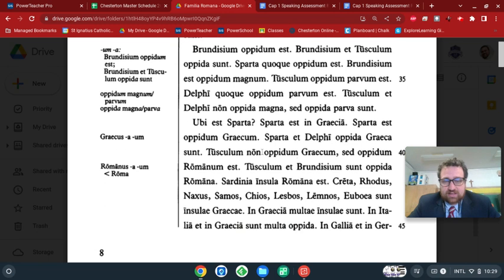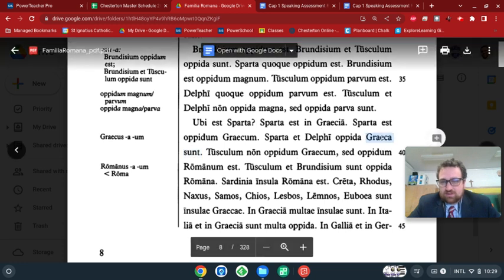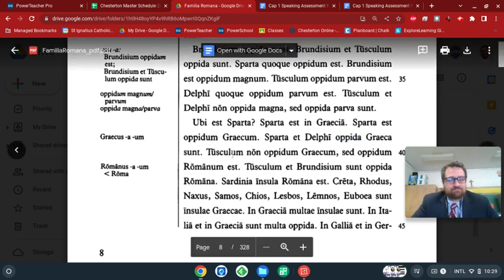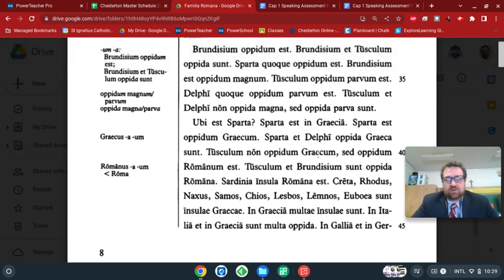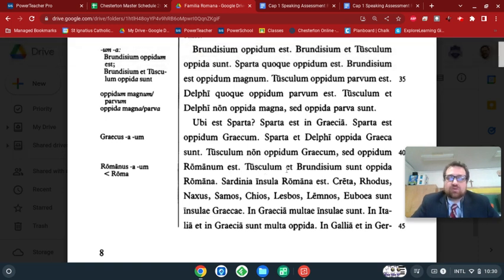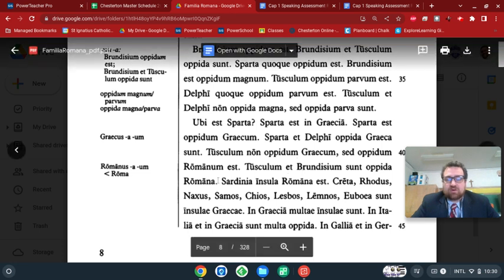A slow translation. Sparta and Delphi are Greek towns. Of course, you see towns with the plural ending there. Tusculum non oppidum Graecum, sed oppidum Romanum est. Tusculum et Brundisium sunt oppida Romana.